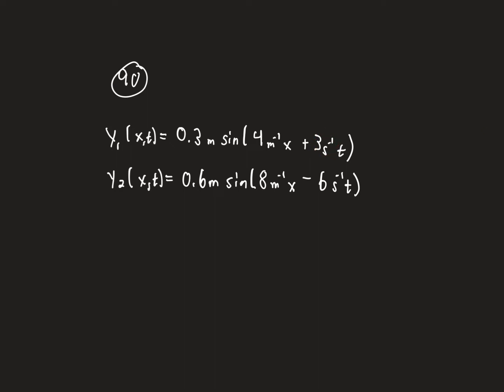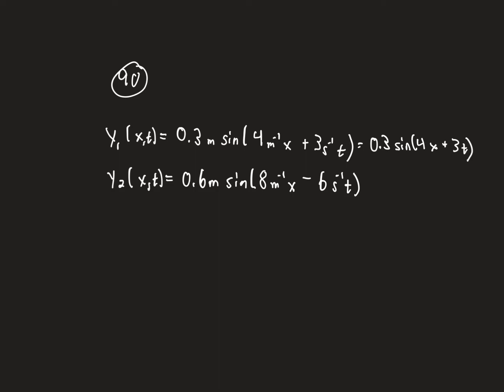Some questions for you. All of this looks really complicated, lots of letters in there. I can get rid of some of those. I can make things a little easier to understand by getting rid of all the units. So this is the same thing as 0.3 times sine of 4x plus 3 times t. That makes it a little simpler to understand.